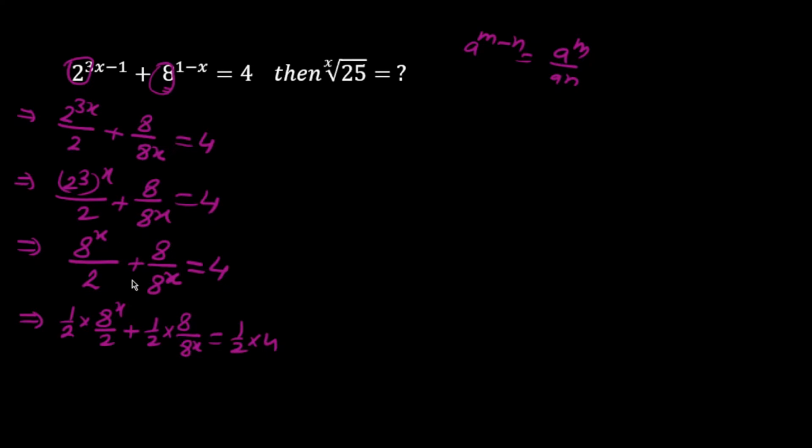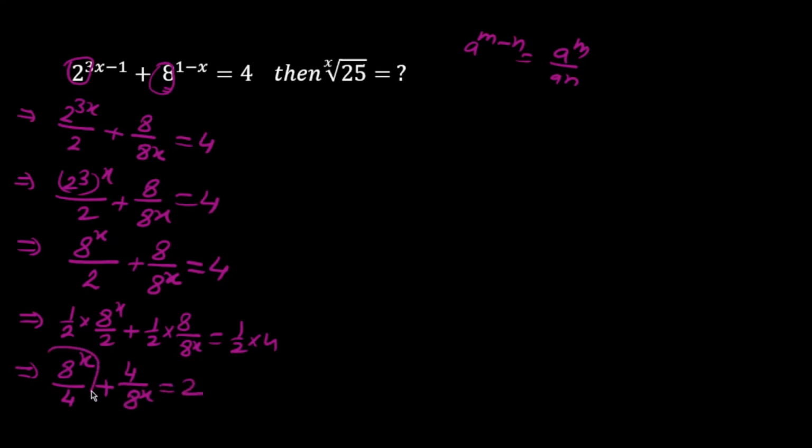1 by 2 into 4. Why am I doing this? Because when we multiply by 1 by 2, this will become 4 and this will also become 4, and they will remain unchanged. So this will become 8 to the power x over 4 plus 4 over 8 to the power x is equal to 2.